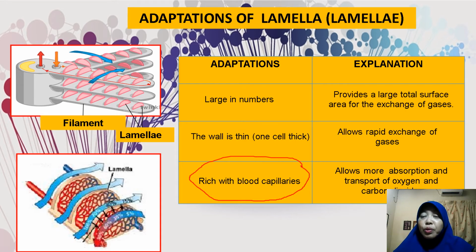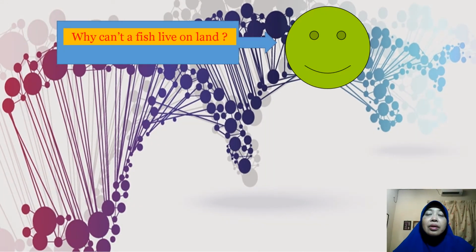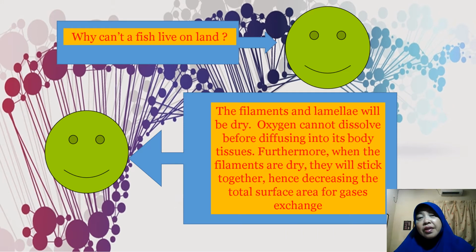Now, let us move on to the next respiratory structure. But before that, have you ever wondered why fish cannot live on land? The reason is that when fish live on land, their filaments will be dry. If you remember, the lamellae found in the filaments need to be moist. But they are constantly moist because they live in water, correct or not? So when they are dry, oxygen cannot dissolve into them, and this decreases the rate of diffusion.